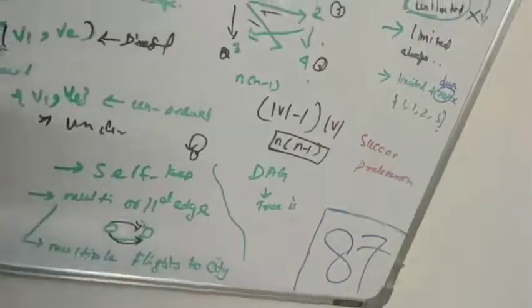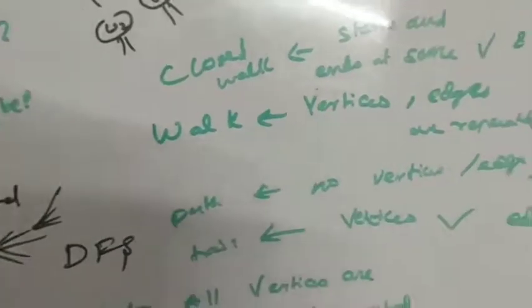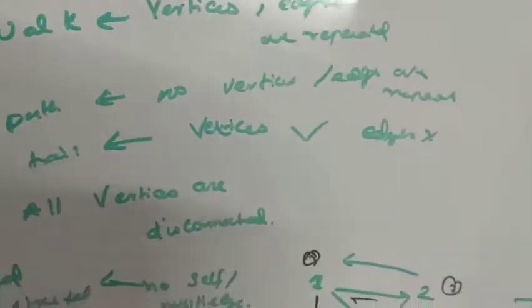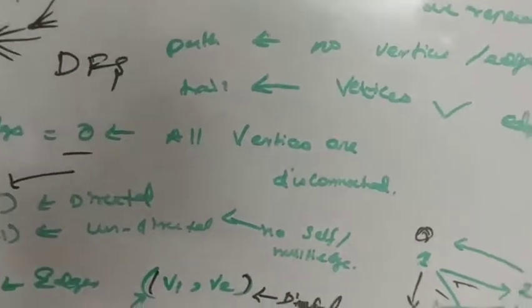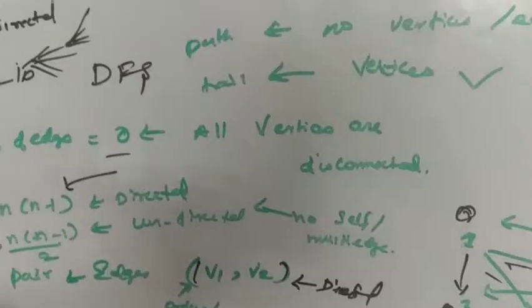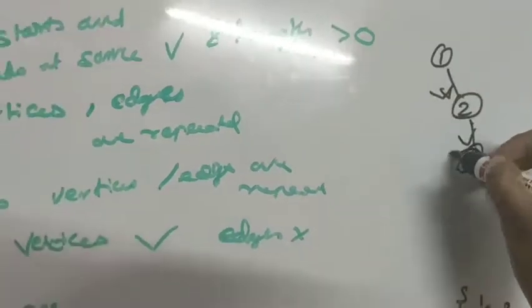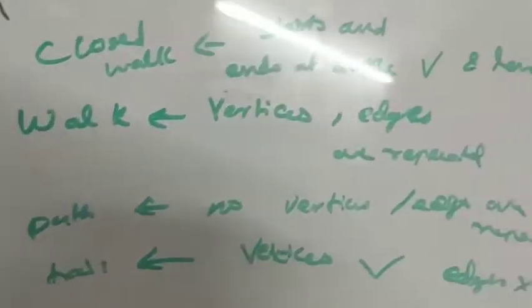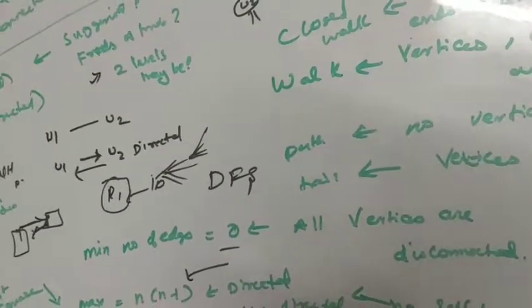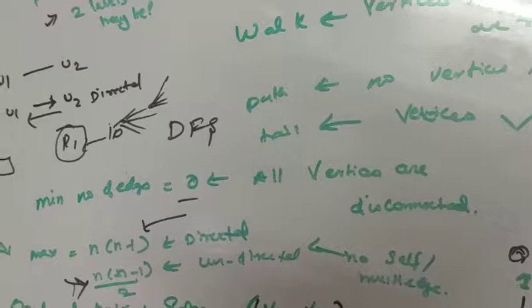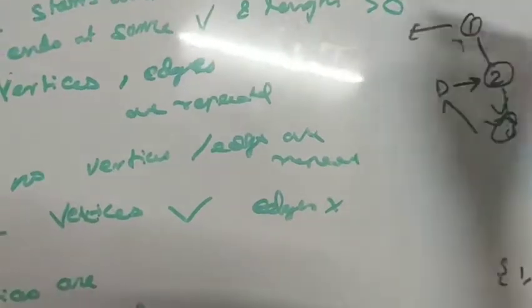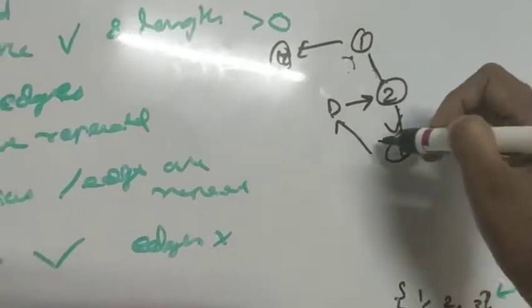And then we have terms like path, walk, trail, closed walk. Path, we call it a simple path or path. Path means simple path: no edge or vertex is repeated, like there is no cycle. I start from here to this, this is a path. So it's directed, it's a path. Walk is where vertices and edges are repeated. So this is a walk. I come here, here, here, here. Now these two are repeated. If it is directed, it may not be repeated. If it is undirected, it will be repeated.